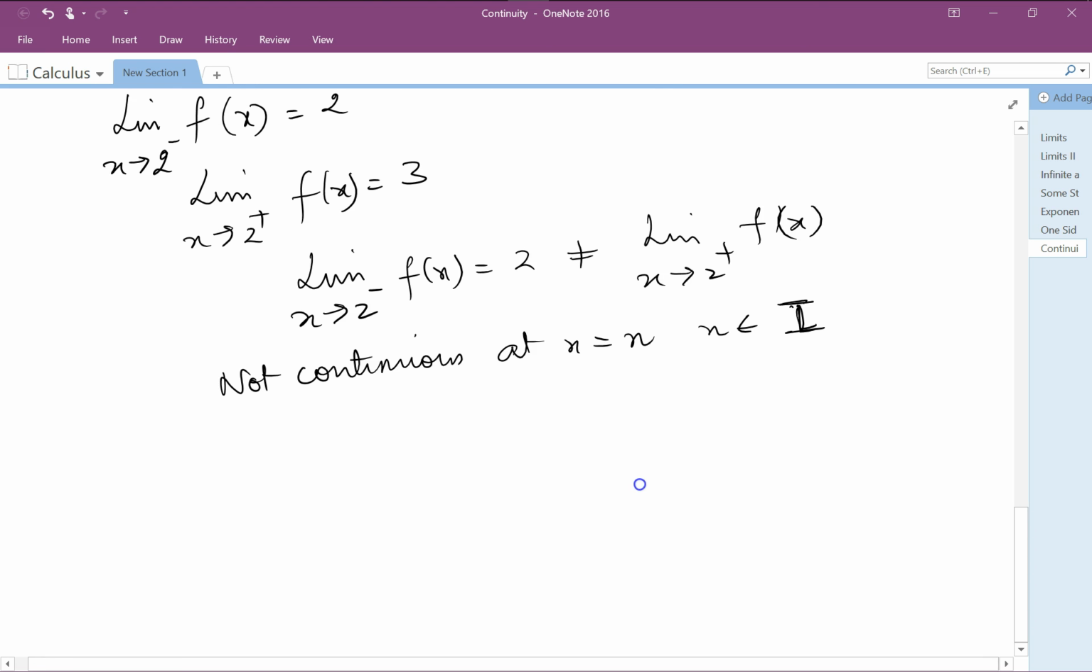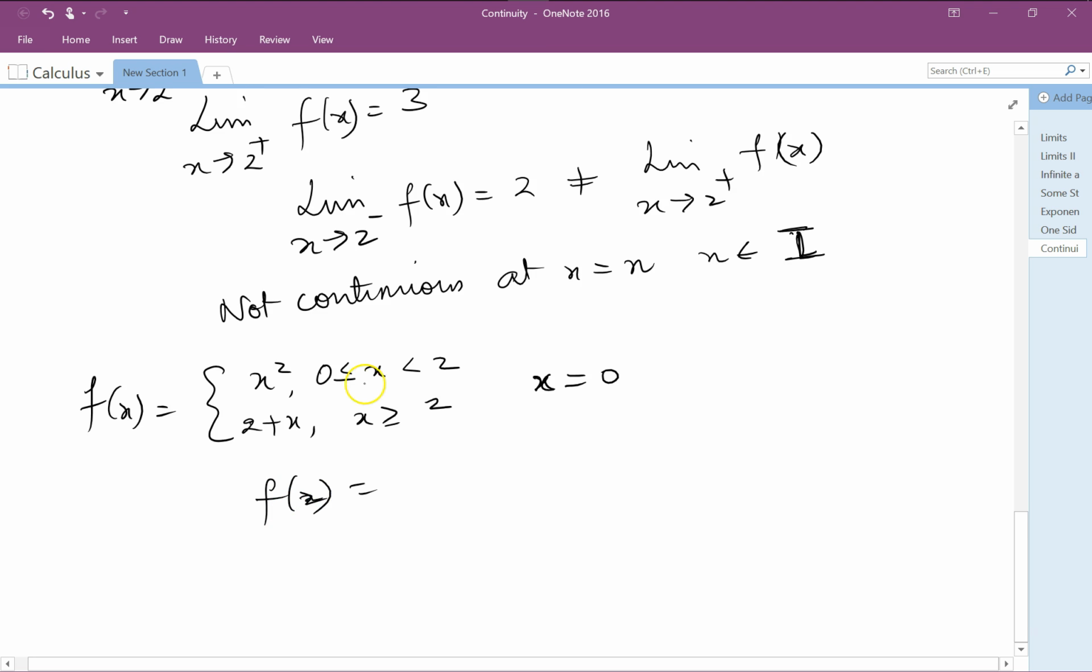Now let's look at the next one. f of x equals x square, where x is between 0 and 2, and 2 plus x when x is greater than or equal to 2. So f of 2 exists. That means x equal to 2. If x is equal to 2, then it is 2 plus 2, which is 4.